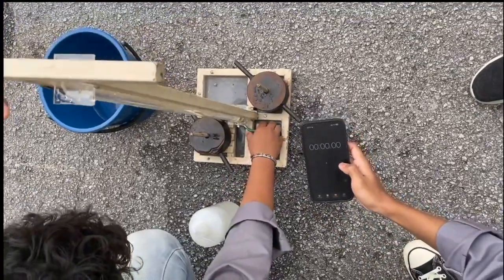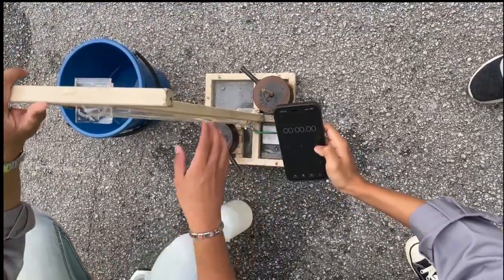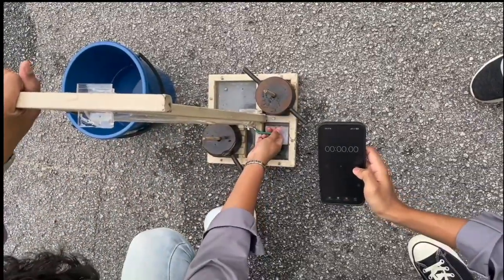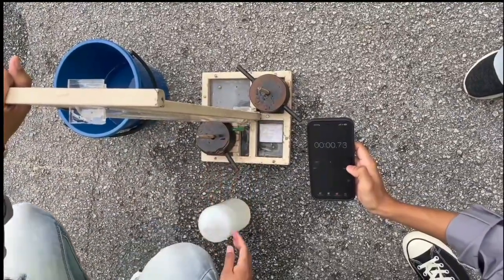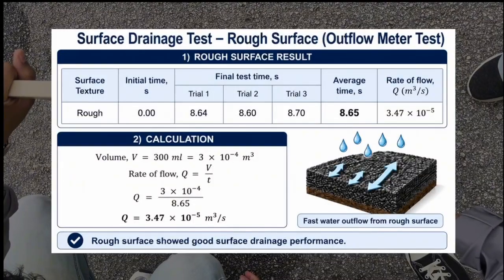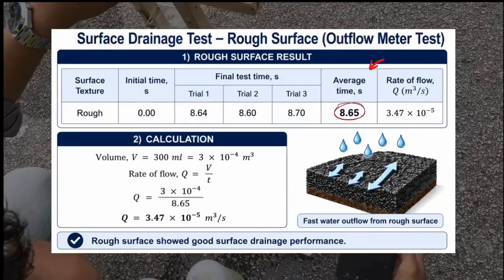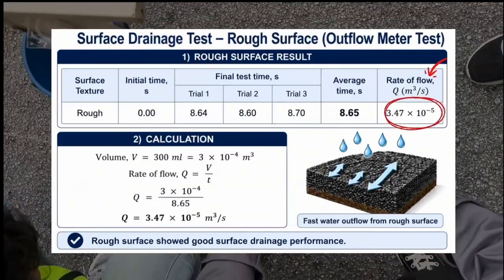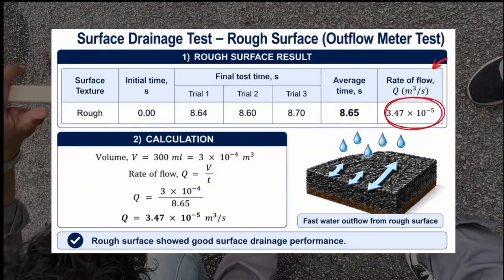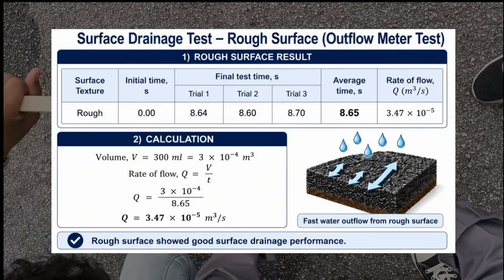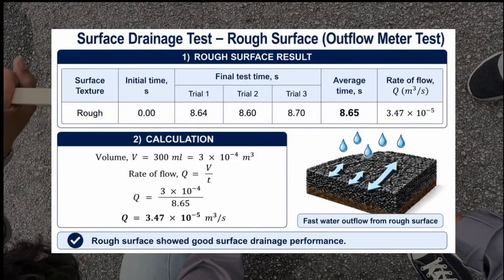Based on the JKR road drainage principle, pavement surface drainage should remove excess water from rainfall efficiently to reduce ponding and improve road safety. From the outflow meter test, the rough surface recorded an average time of 8.65 seconds and a flow rate of 3.47 × 10^-5 m³/s. This shows that the water flows out quickly from the rough surface.